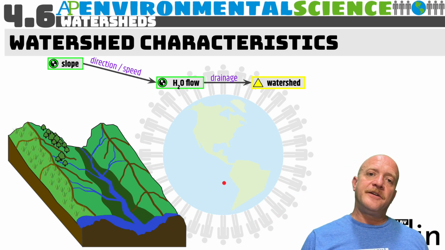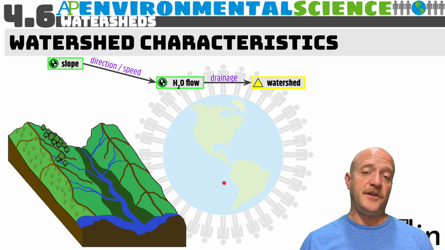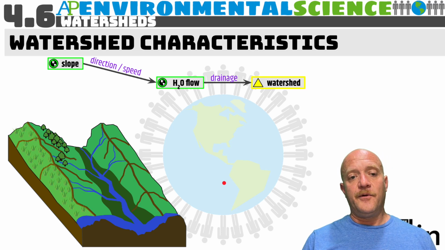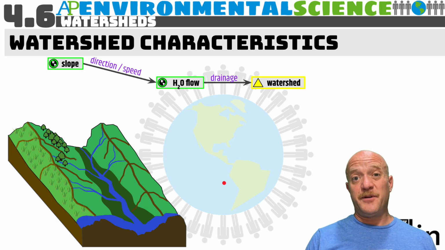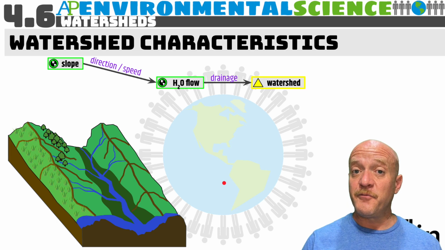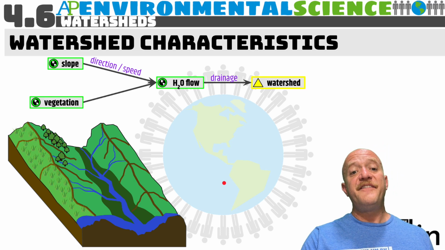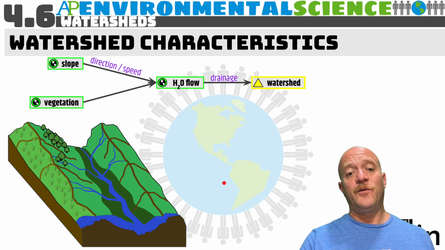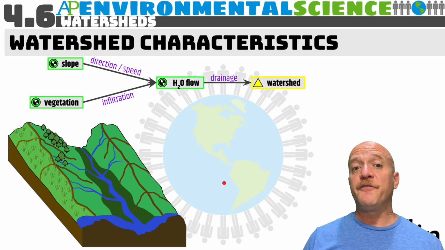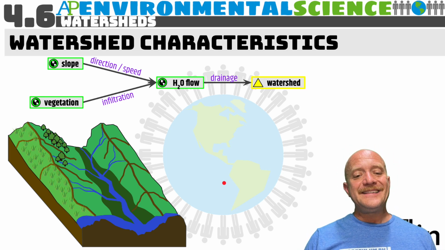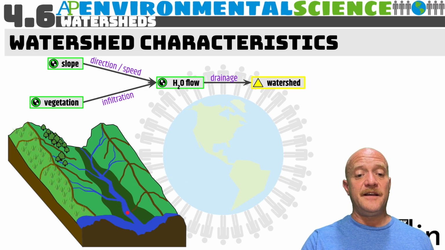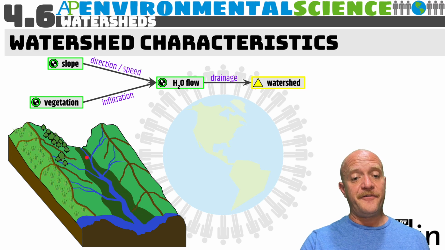A flatter surface, water will flow slower, and on a steeper surface, the water is going to flow faster. It may also indicate the amount of erosion. The vegetation is also going to affect the water flow, because when there's more vegetation, it will allow for more infiltration, especially if there is plant life that is found alongside of the river.